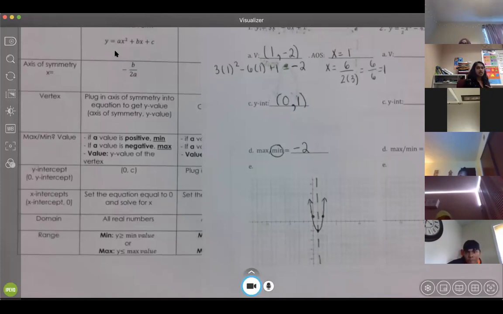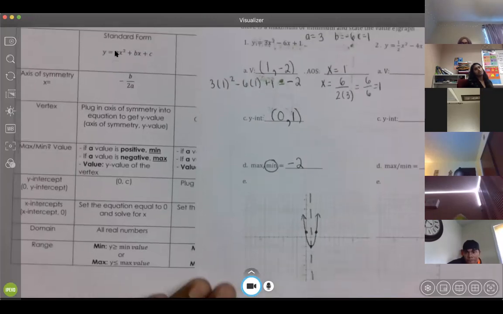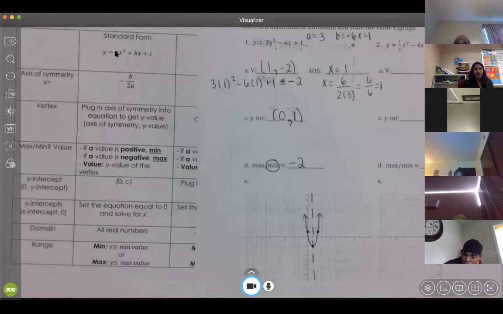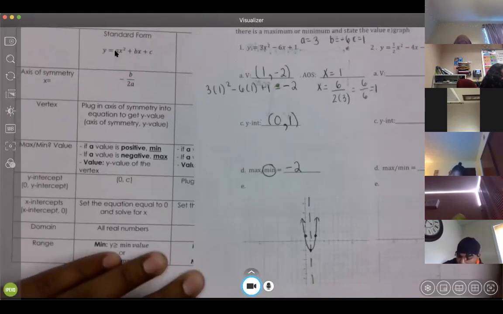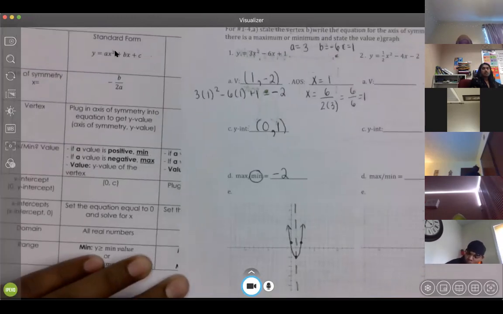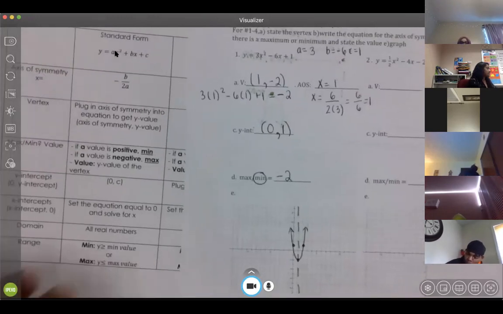All right, so I've been talking a lot, so I'm going to ask you all to help me out with number 2. We've got y equals 1/2 x squared minus 4x minus 2. First question, we're going to identify the A, the B, and the C. All right, what's going to be my A, what's going to be my B, and what's going to be my C? What do you think, Henry?